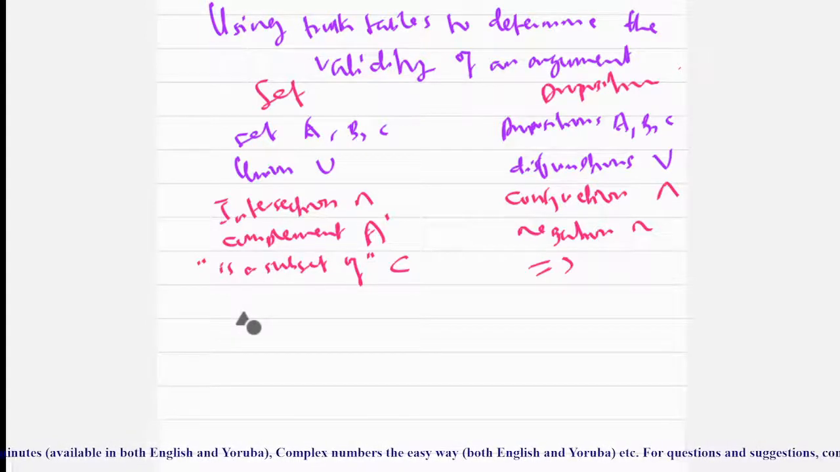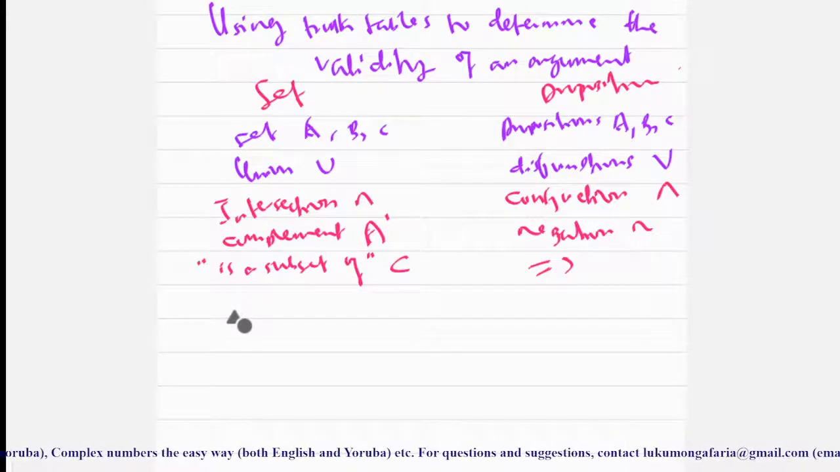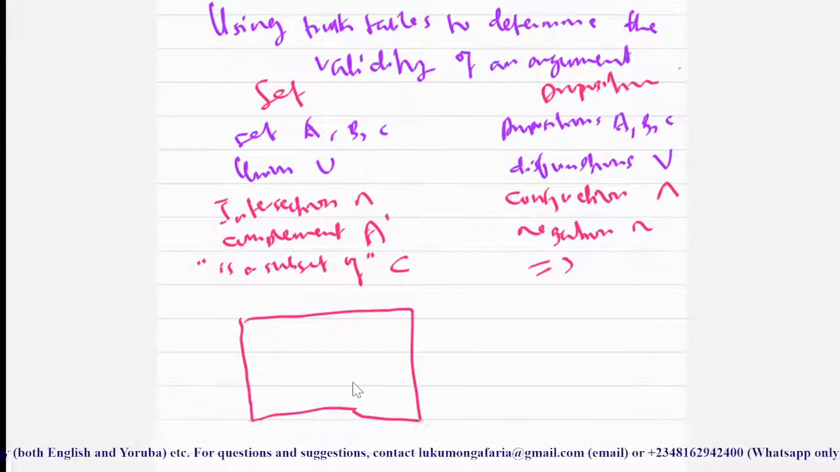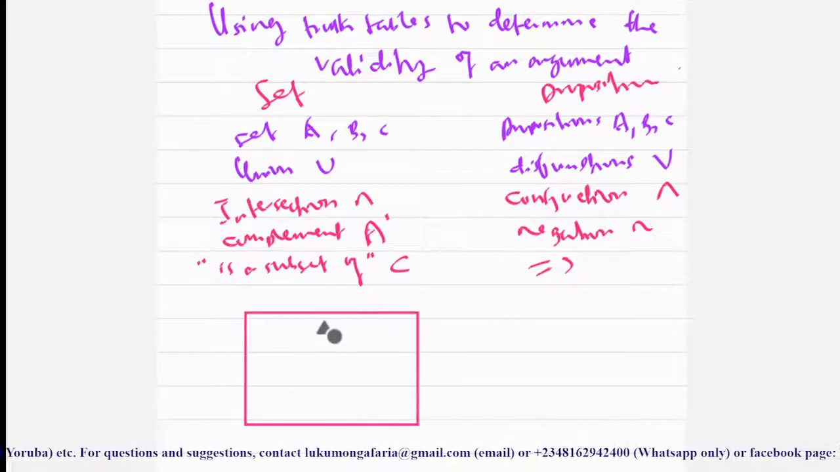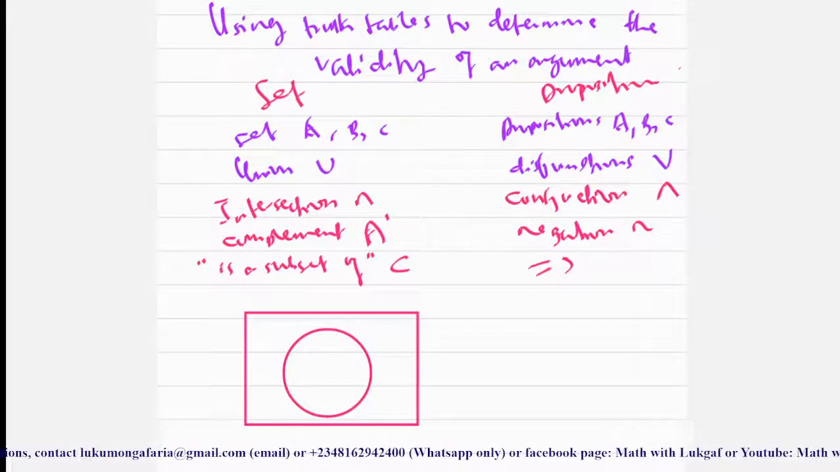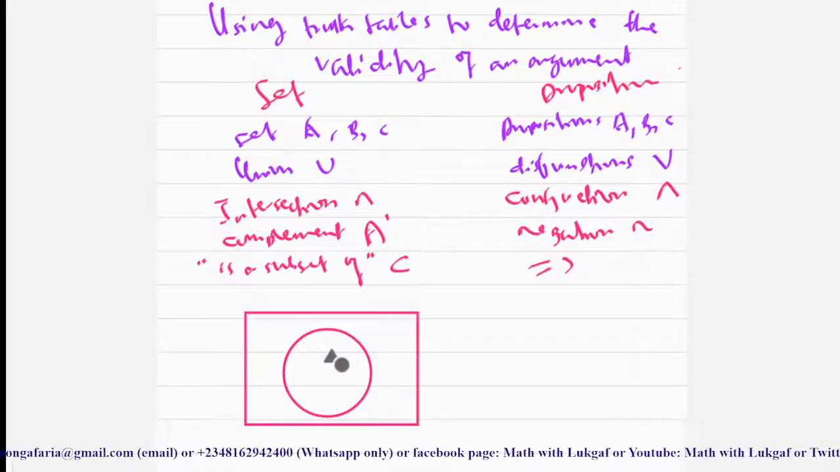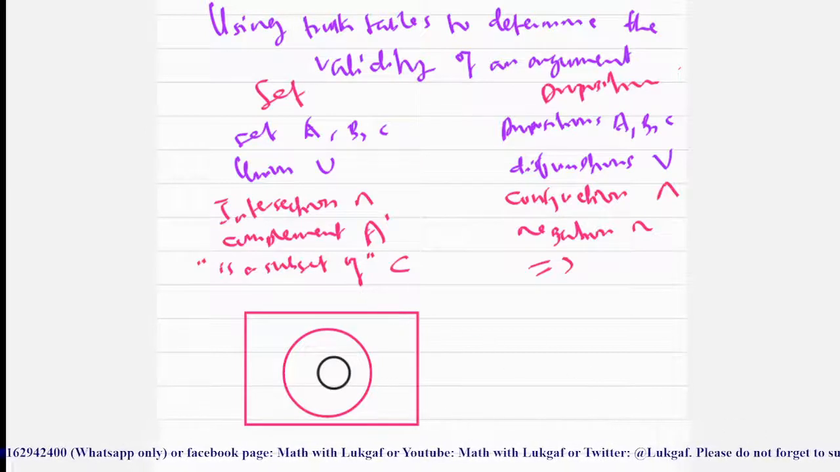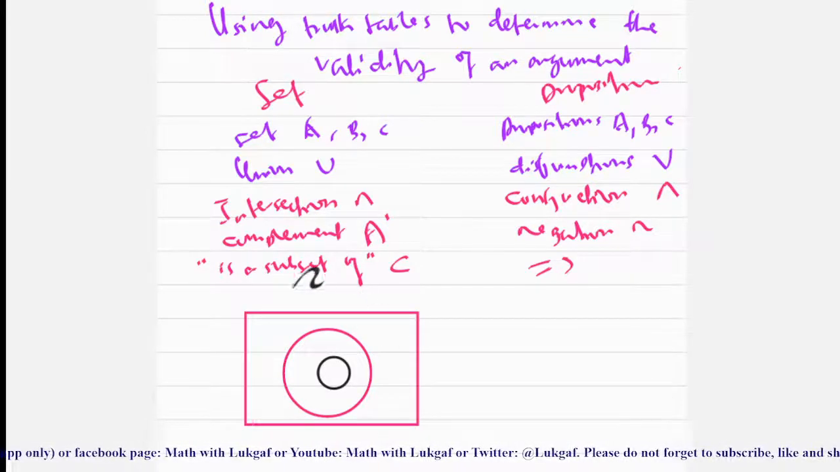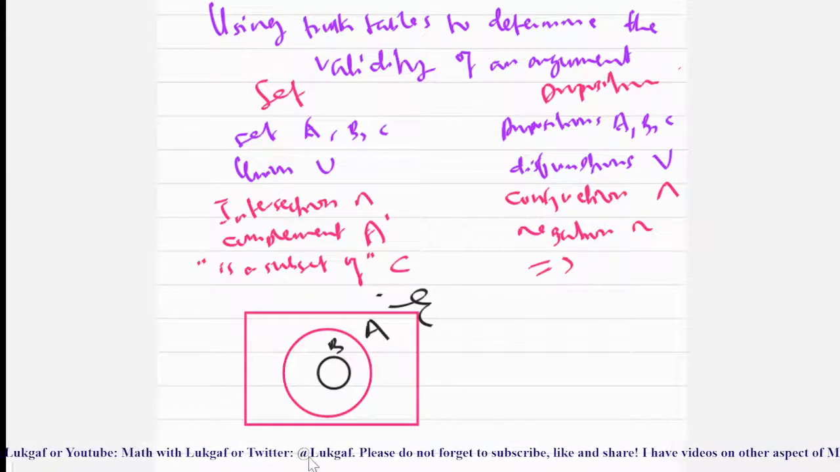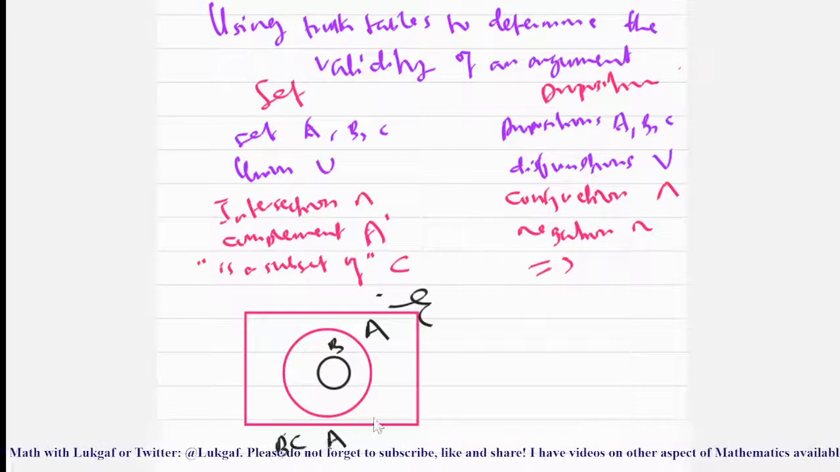In essence, recall that when you want to establish a set using your Venn diagram, we use a square or rectangle to denote your universe set. Sets are denoted by a circle. For example, if I now have another set inside this set, then I can say that this is my universe set. Let's say this is set A and this is set B. Then here we can say B is a subset of A.